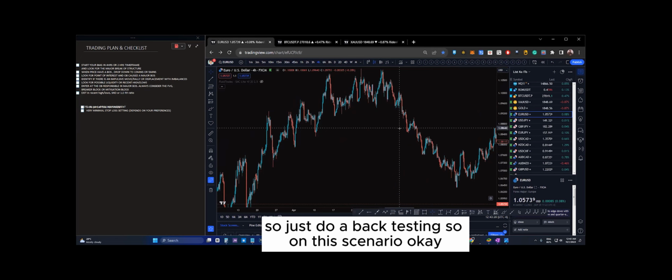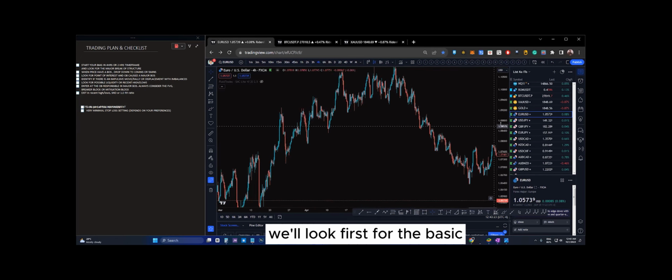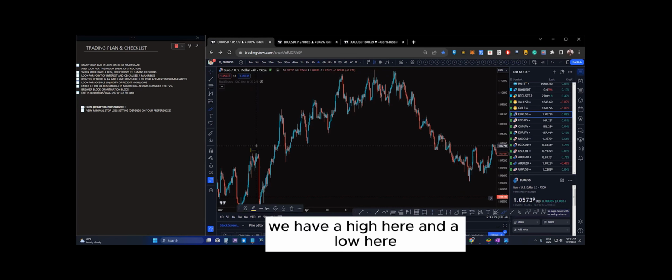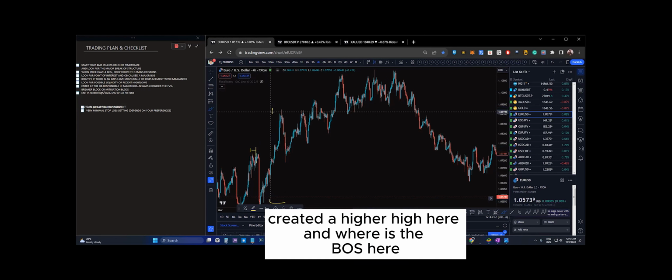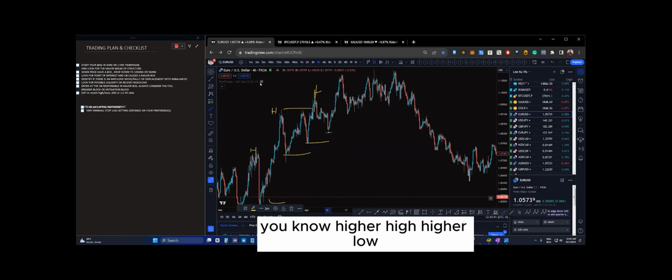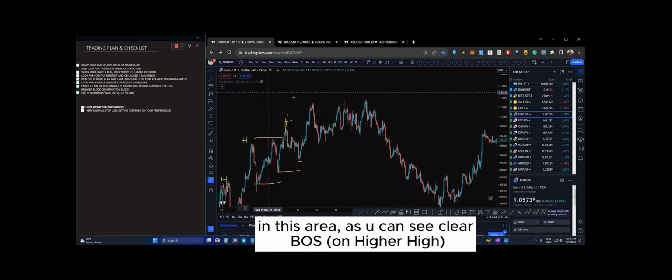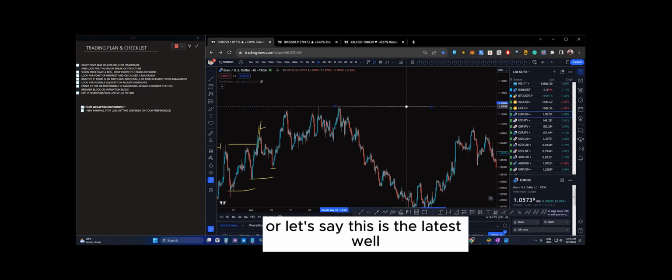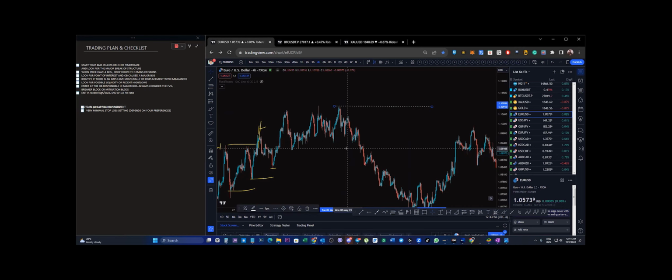So on this scenario, okay, we'll look first for the basic. We have a high here and a low here. Created a higher high here. And saan siya nag-break dito? Okay. Nag-low, low, low. Yun yung higher high, higher low. Pagdating dito, as you can see, wala siya talagang break na malinaw. Even this one, okay, or let's say this is the latest, wala siyang break dito. Saan ang break niya? Pero sa akin, ang pinaka-low ngayon ay ito eh.